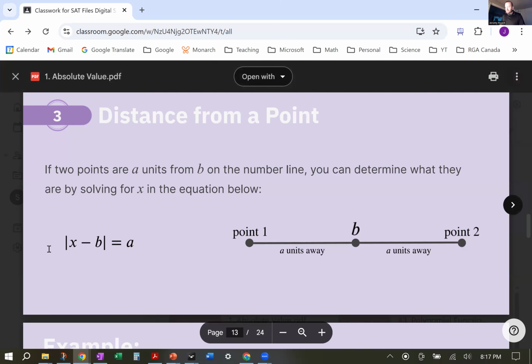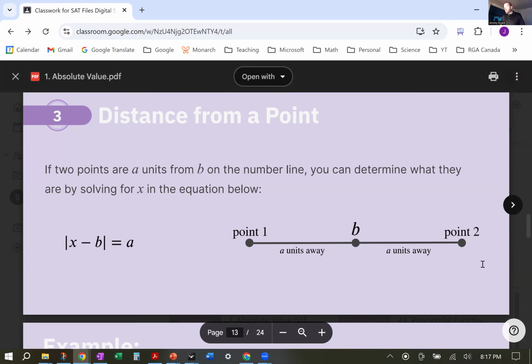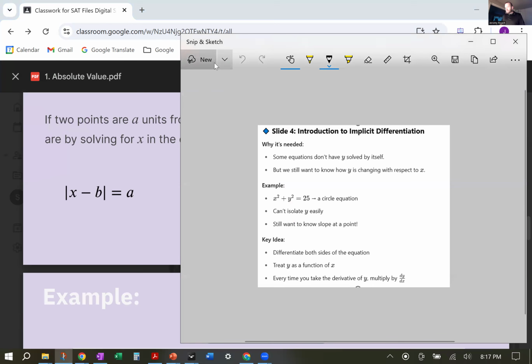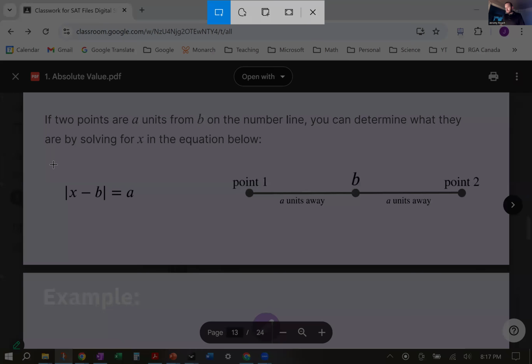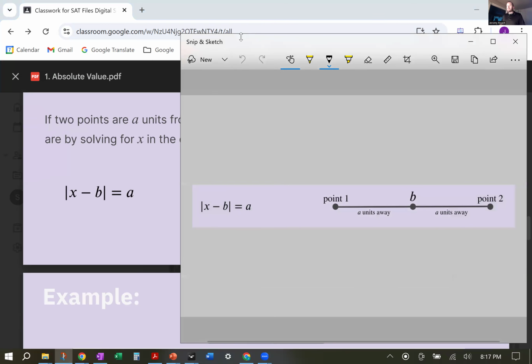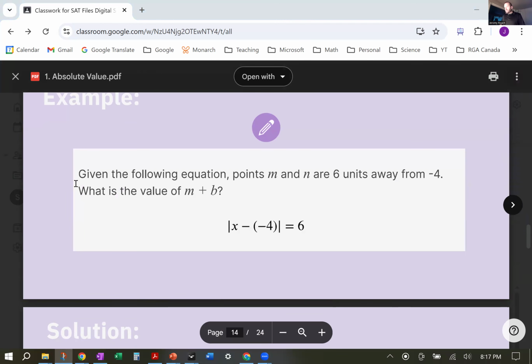To summarize, this is an equation that you can solve to figure out if something is A units away and B is the middle point, and we know point 1 and point 2, we can figure out these different values using this equation. So I'm going to copy this equation so we can look at it at the same time if we need to when we go to this example. And I think there might even be a typo in this example.